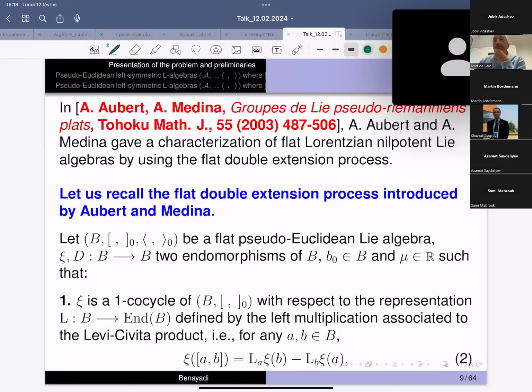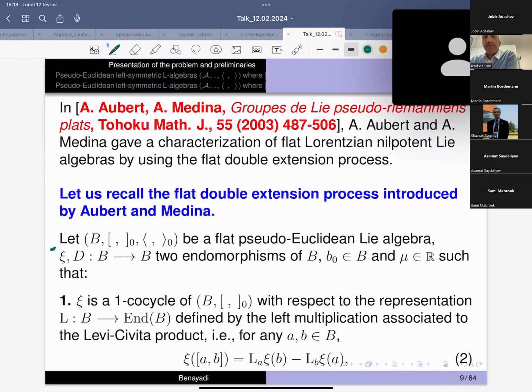For this, Aubert and Medina introduced a process of double extension, in order to give some information in the Lorentzian case. I recall this double extension to give some idea of this technique.